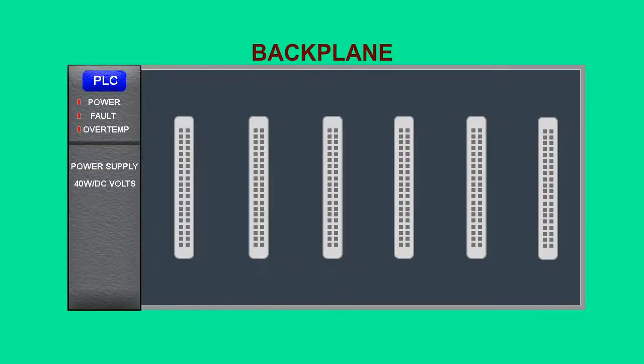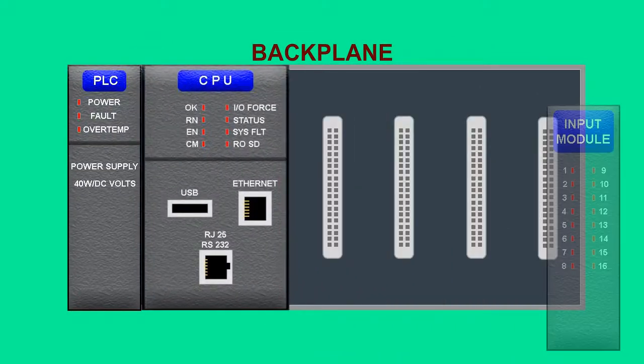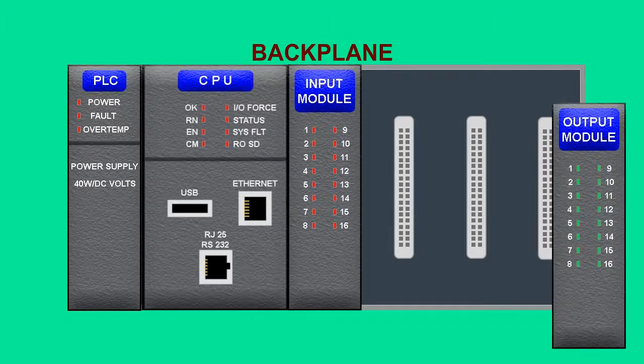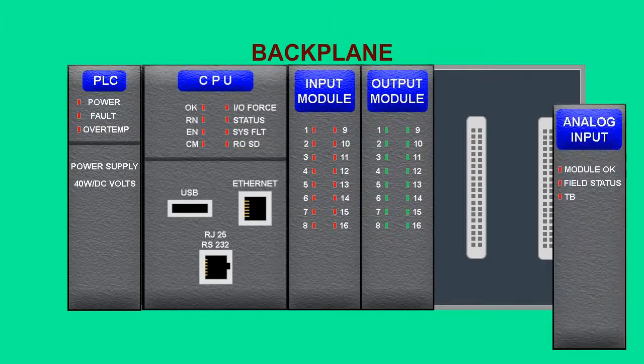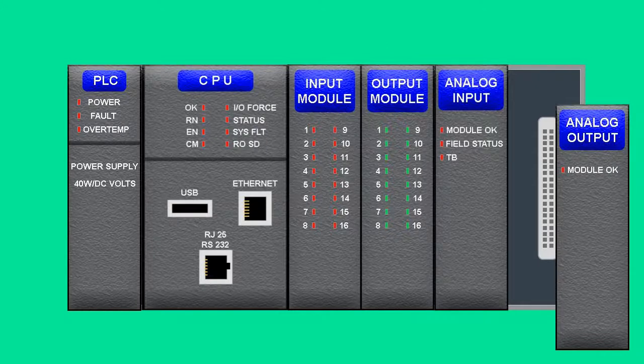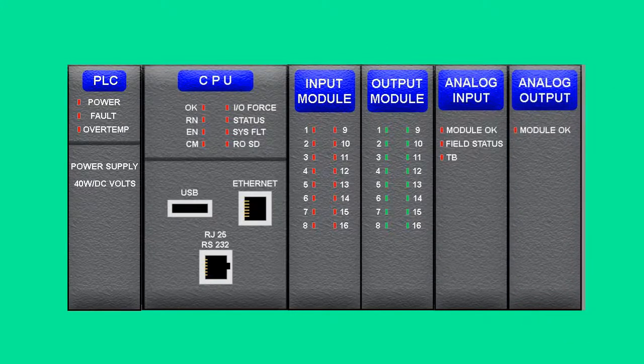The expandable PLC is typically used for complex control systems. An expandable PLC uses a backplane that allows for the addition of specific control modules. Each module receives power from the backplane and communicates with the CPU through the backplane.